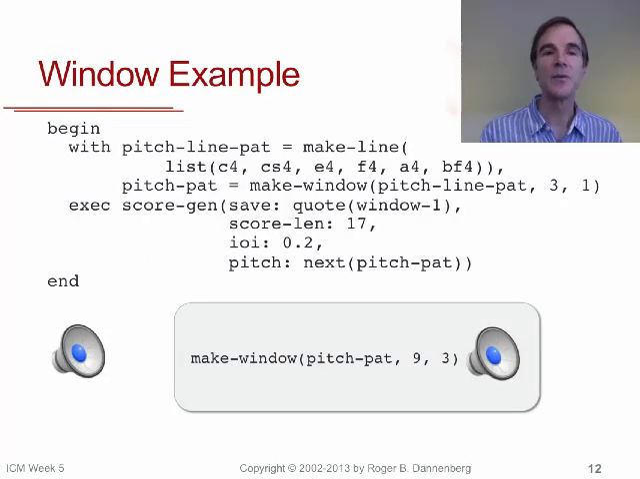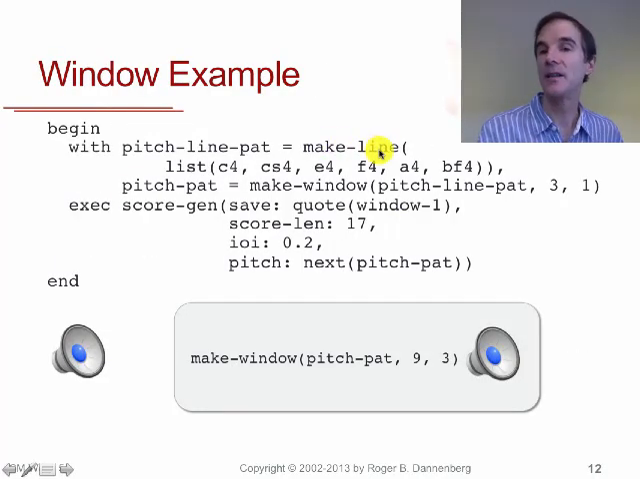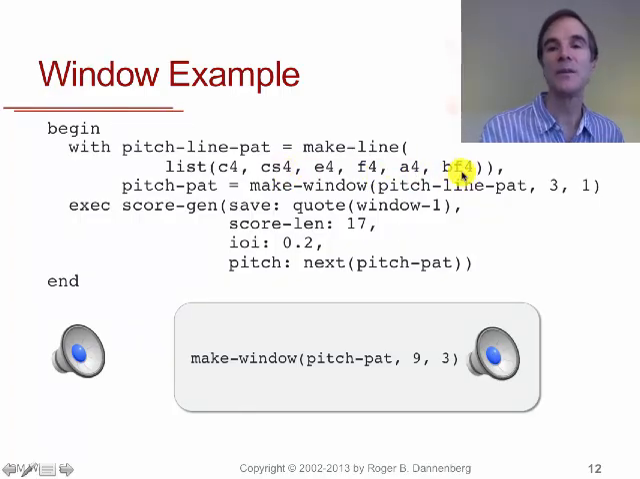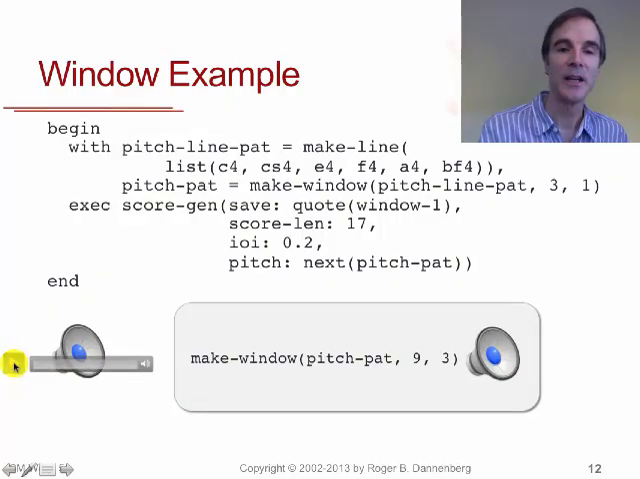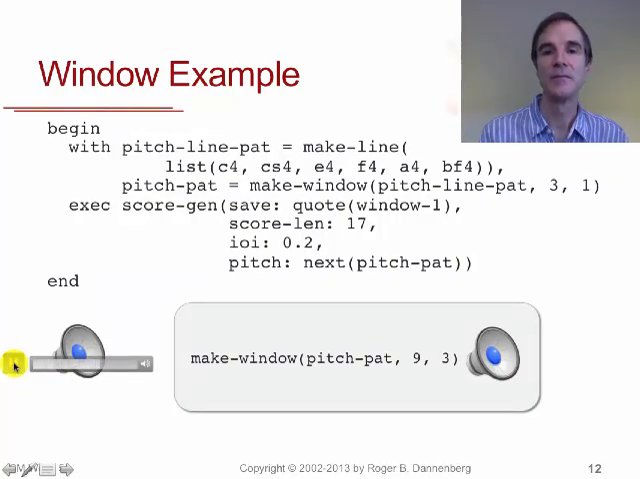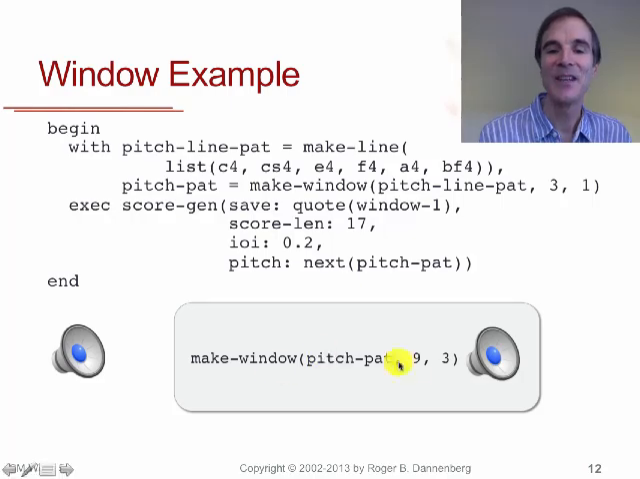So here is an example of window. In this case, we're going to make a line out of the list C, C#4, E4, F4, A4, B flat 4. So in other words, the last element, B flat 4, will just be repeated, and we'll use that as input to make window, outputting 3 elements and stepping by 1. So let's hear that. Here is a different example where we output 9 elements and we step by 3.